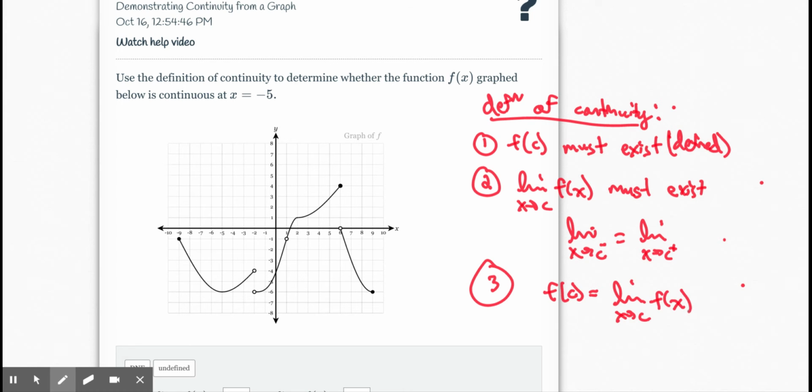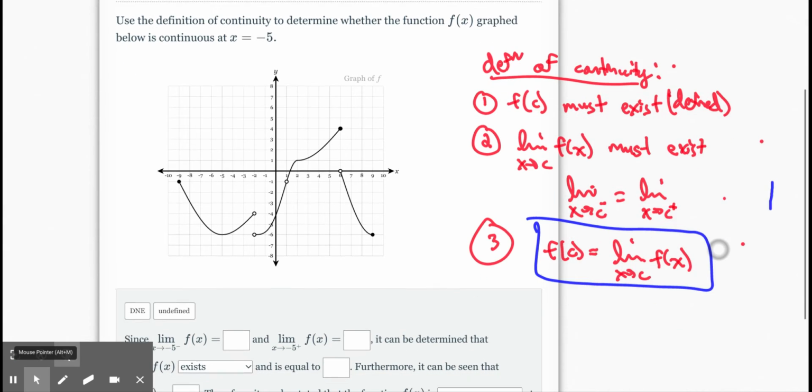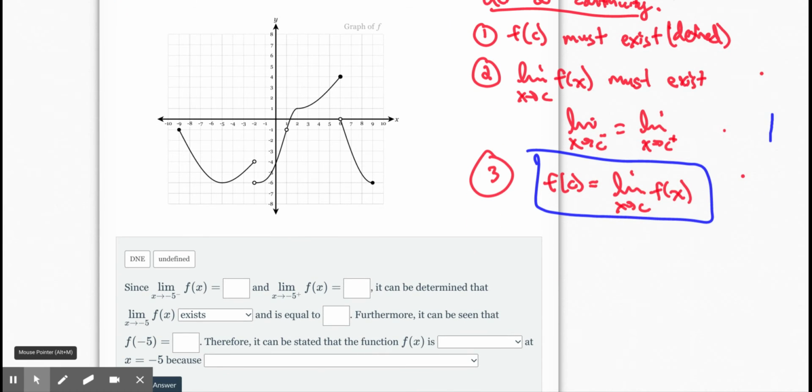So the function must be defined, the limit must exist, and that point where it's defined must be the same as the limit. So those 3 conditions. Really, it just boils down to this. Those other 2 are just sort of precursors to get you to that point, because if f of c is not defined, well, then it can't equal the limit. And if the limit doesn't exist, then it can't equal f of c. So really, 3 is the main thing you need to be concerned about, but those other 2 sort of build up to this one. All right, so let's see if we can answer the question. We got a lot of boxes to fill in, but that's good because it helps reinforce this definition.